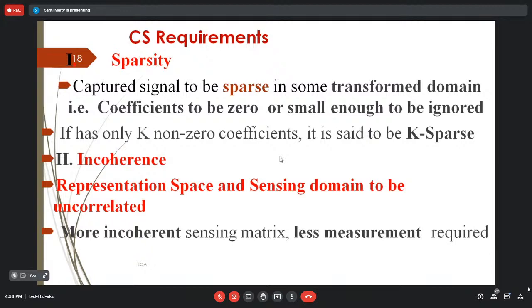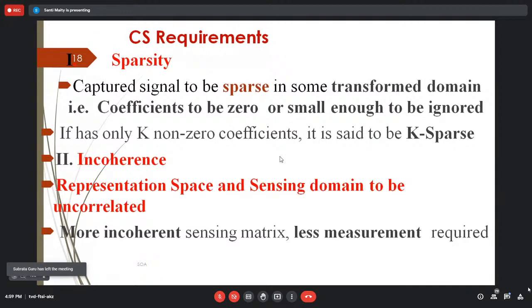The second thing is incoherence. When you have n-point data, you have a k-point representation, and from this k data you take random projections, which means random sampling. So it needs random sampling functions, which is called a sensing function. So you have a representation space and you have a sample collection space, the sensing function. These two spaces should be incoherent, meaning their correlation should be minimum. So the representation space and the sensing domain should be uncorrelated. The more uncorrelated they are, the fewer measurements are needed.